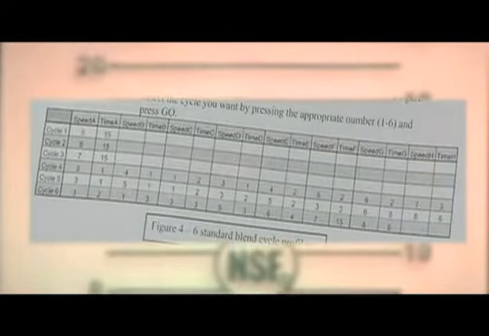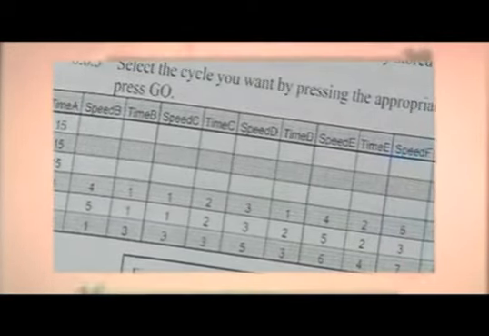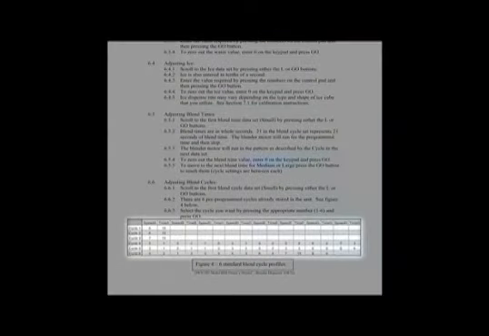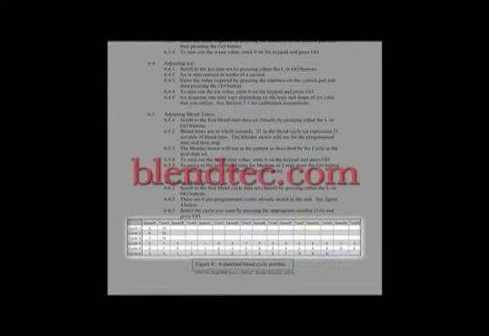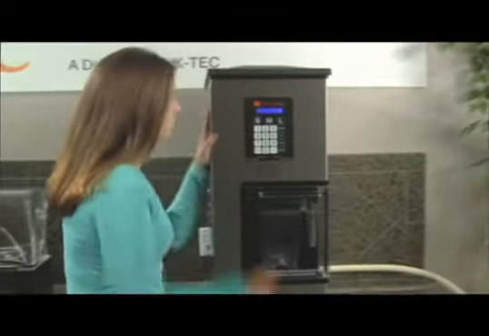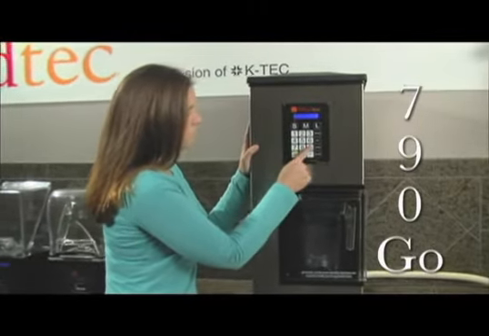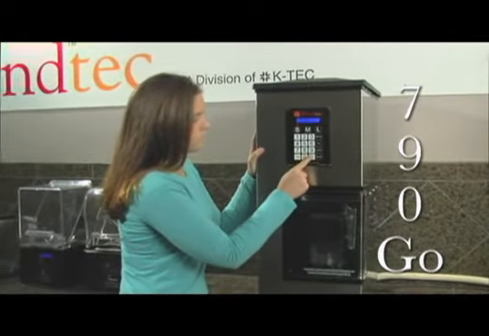There are 6 standard blend cycles programmed in the default Blendtec blender machines. You can change these cycles or add up to 4 more of your own at any time. We recommend that you assess the pre-programmed cycles before creating your own. There is a description of these cycles included in the manual, or you can also see them on our website at blendtec.com. Press 790 Go to access the blend cycle menu.